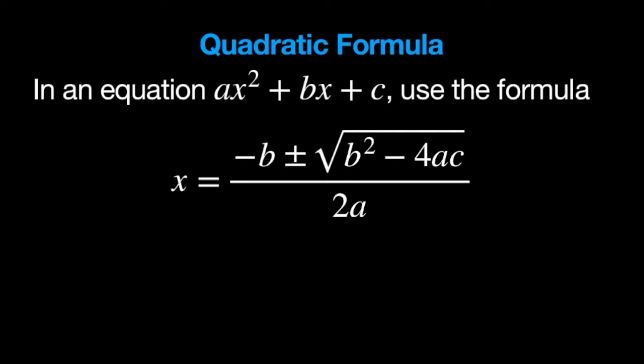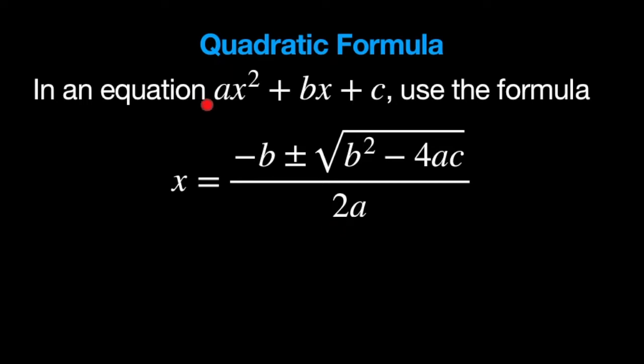The quadratic formula, for a standard equation ax to the second power plus bx plus c, is x is equal to negative b. This is always going to be negative b. And then we're going to be looking for the positive and the negative, so plus or minus the square root of b squared minus 4ac, and this is all going to be divided by 2a.